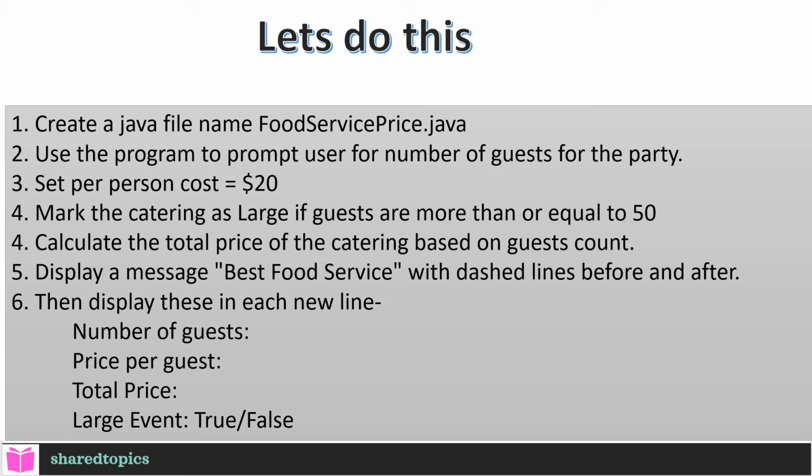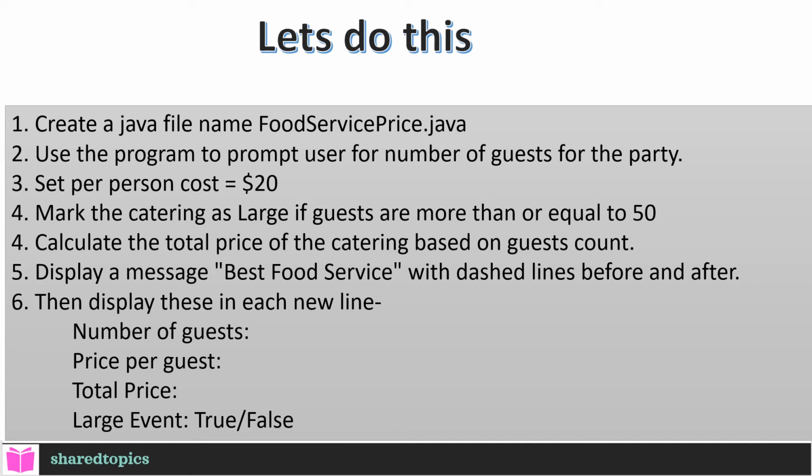Okay, and the fourth point, let's call it 4a and 4b. So we're going to mark the catering as large if guests are more than or equal to 50. So maybe we'll use the boolean here. Like if the guests are greater than 50, say the event or catering is large. If the guests are less than 50, then we'll mark it as false. Okay, that's how we have to display: is catering a large event? Is this a large event? We have to say true or false. Okay, that will be handled by boolean.